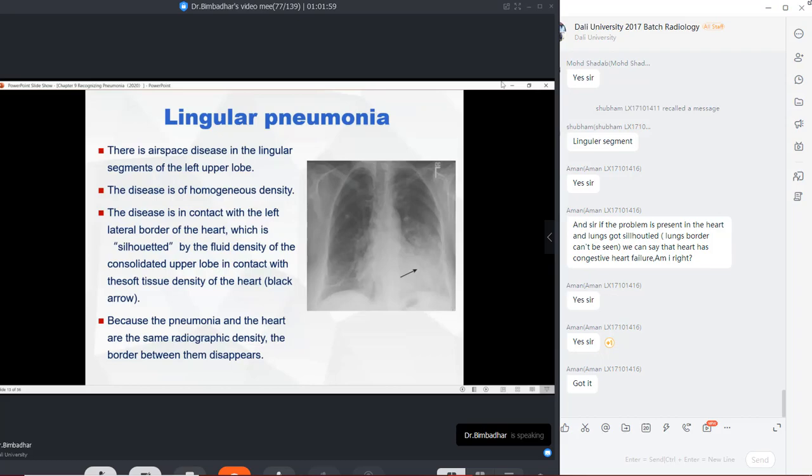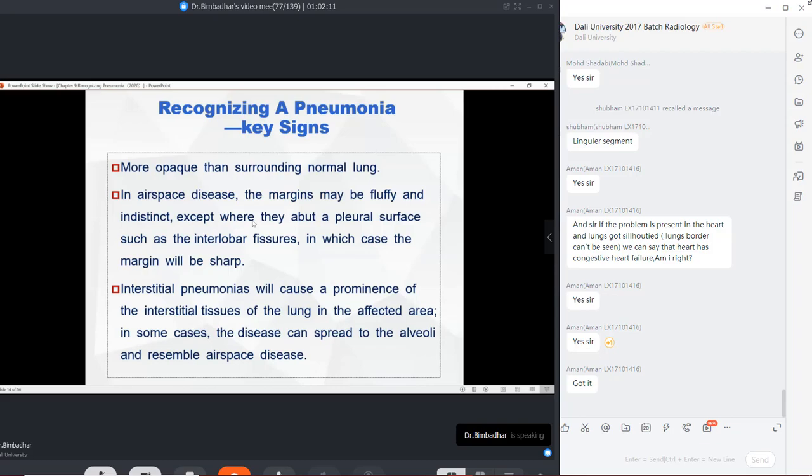So this one is a lingular segment. You see here homogeneous density obscuring the left heart border, so it is a lingular segment. Now let us recall once more. It is opaque compared with the surrounding lung. It is homogeneous, fluffy, indistinct and unmarginated, and when it abuts a pleural surface such as the interlobar fissure, the margins will be sharp. Interstitial pneumonias will generally cause prominence of the interstitial tissues of the lung in the affected area, and the disease can spread to the alveoli and resemble an airspace disease.